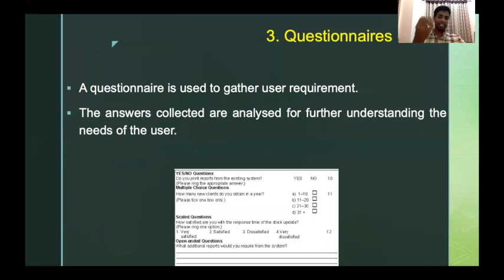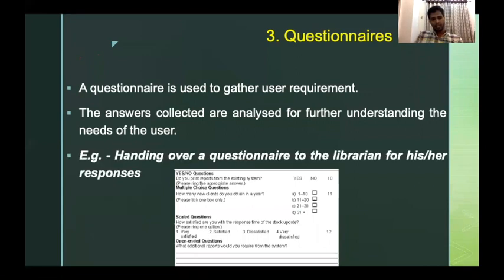But after gathering the information, requirements gather பண்ணதுக்கு பின்னாடி, we have to understand further. For example, handing over a questionnaire to the librarian for his or her responses. Okay, this is one example.